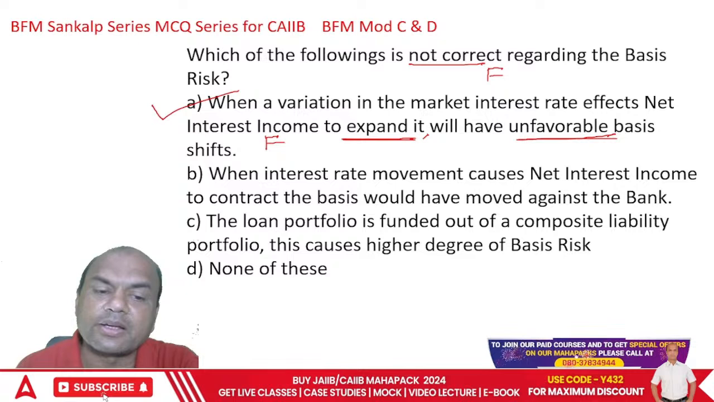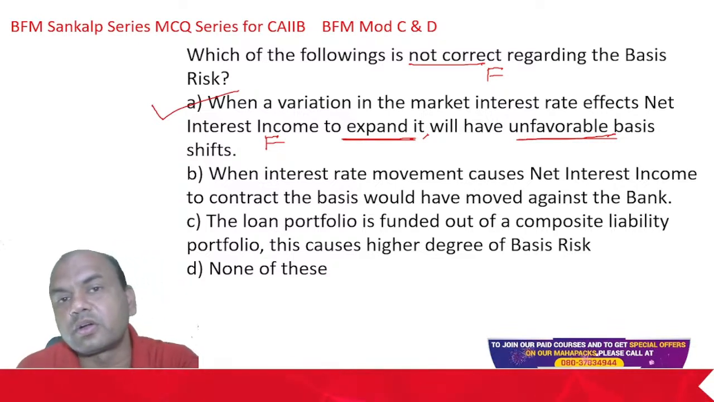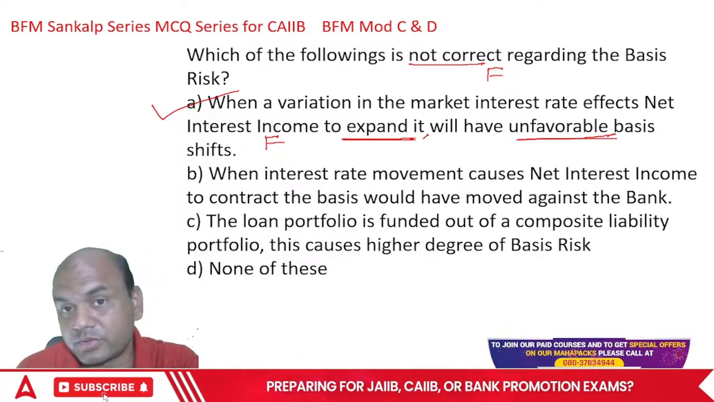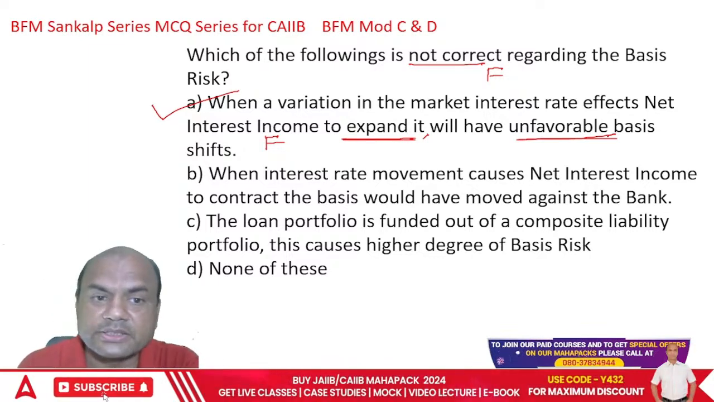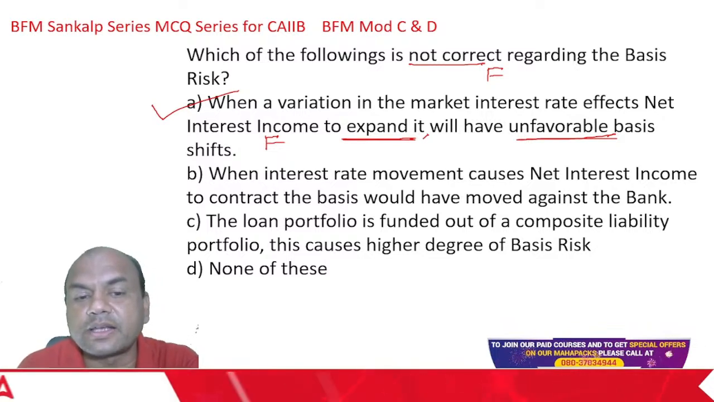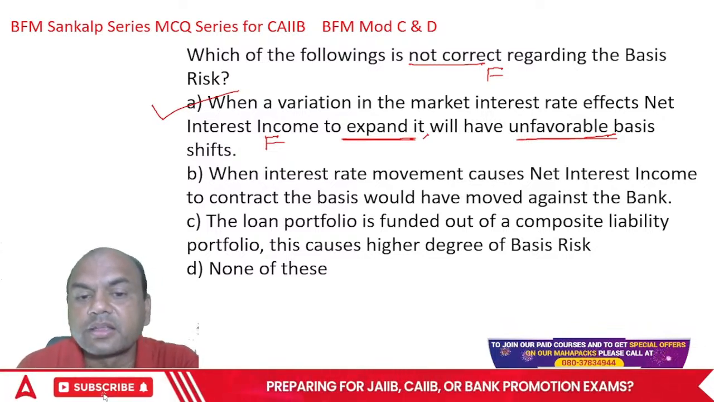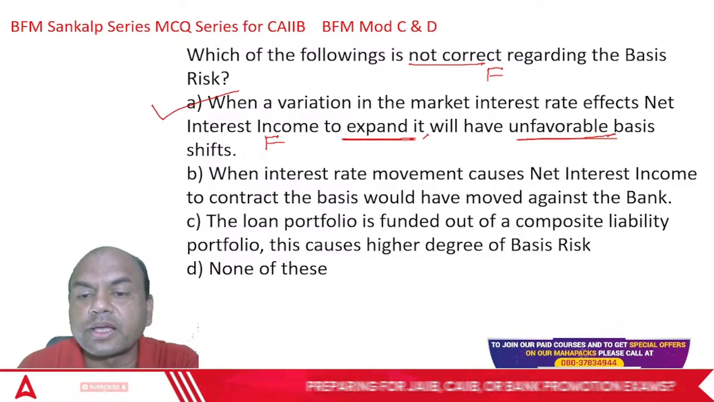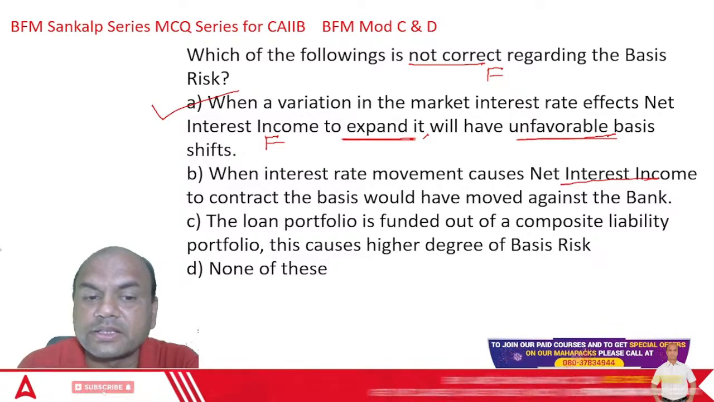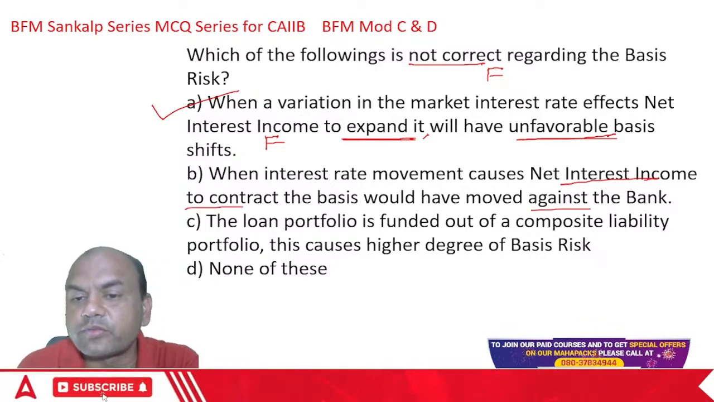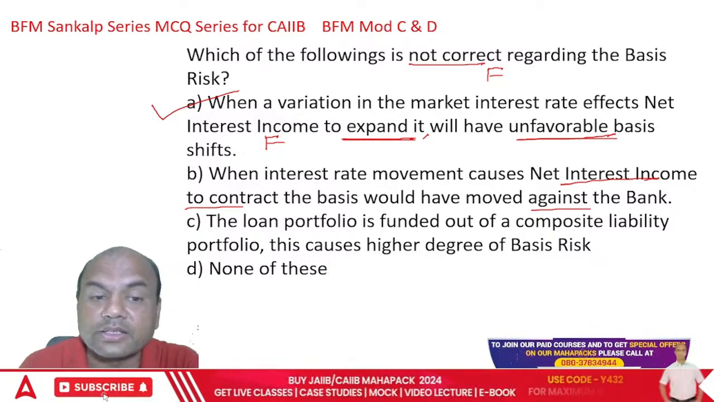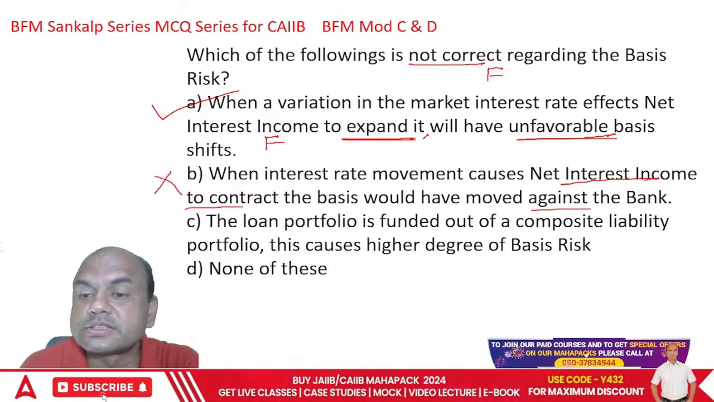Don't even look at B and C because all of these is not the option. So A is the only answer. But then also, today we'll do it. In exam, don't do it. In exam, just move on. When the interest rate movement causes net interest income to contract, the basis would be moved against the bank. So obviously, net interest income to contract. Contract means it is against me, unfavorable to me, isn't it? So that's why B is true. So this is not the answer. We want false. This is true.